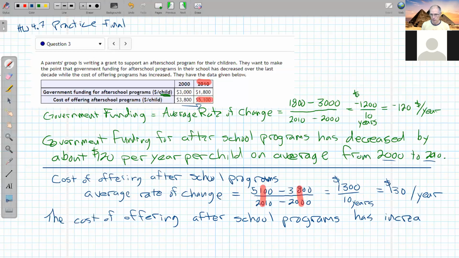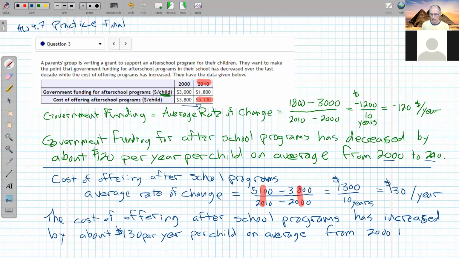And again, there's always slight variations on the wordings of these things. So it's increased by about $130 per year per child, or vice versa. Per child per year works also. On average, from 2000 to 2010. And so long as you have all the stuff in, you can word it a little bit different, right?